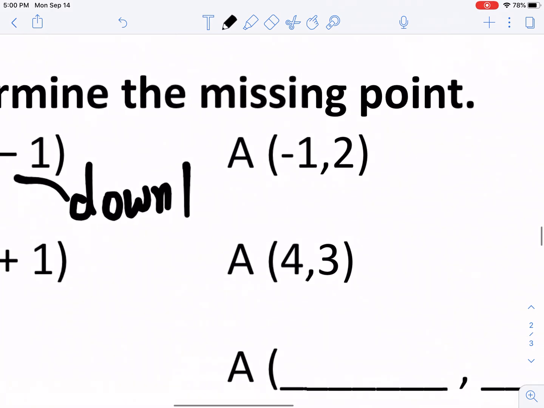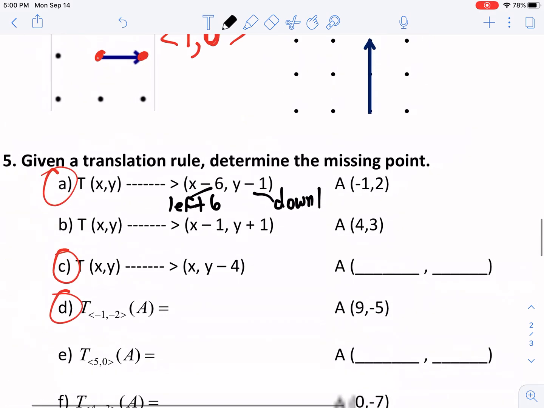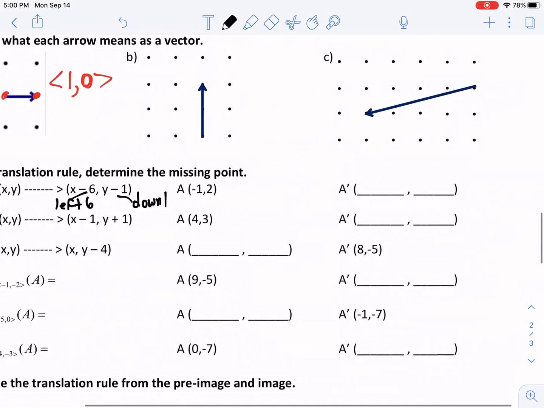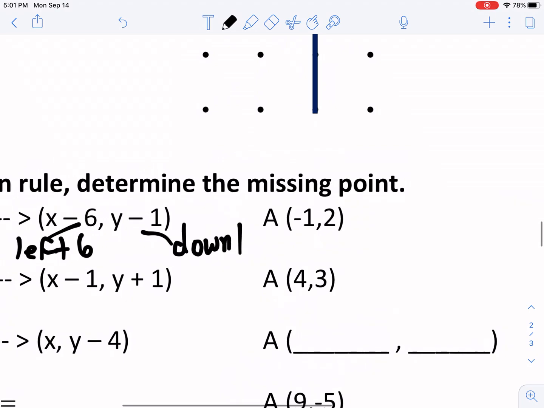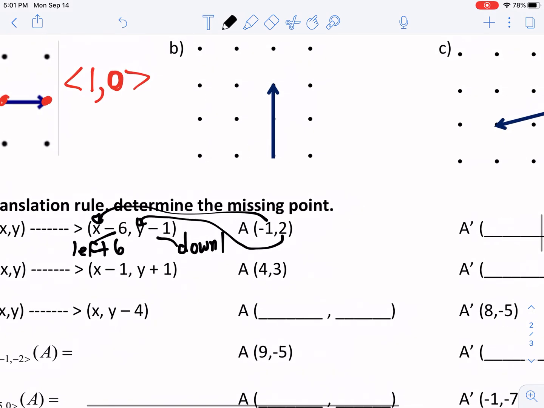Well, they give us the pre-image here. They give us a pre-image A, and that's going to take our coordinates -1 and 2, and move it to the left 6 and down 1. Now, instead of thinking about plotting on a coordinate plane, we don't actually have to plot it and move it left 6, down 1. What we could do is literally just plug in these values for our x and for our y, and then see what we get to find our image.